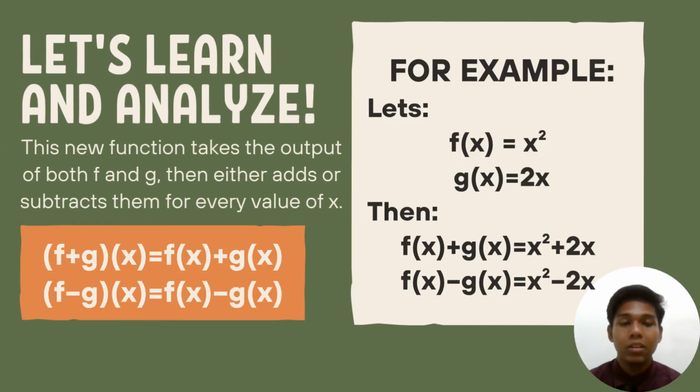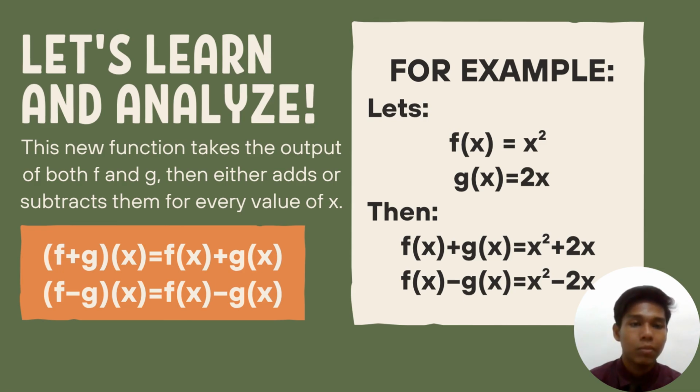In this part, we will see what happens when we add or subtract any two functions. The new function takes the output of both f and g, then either adds or subtracts them for every value of x. This is the example for adding, which is (f + g)(x) equal to function f plus function g. When we subtract it, it will equal (f - g)(x) is equal to the function f subtract function g.